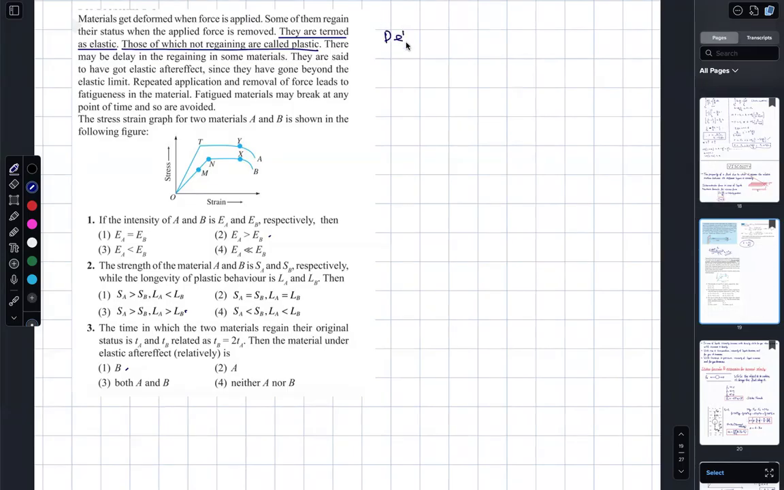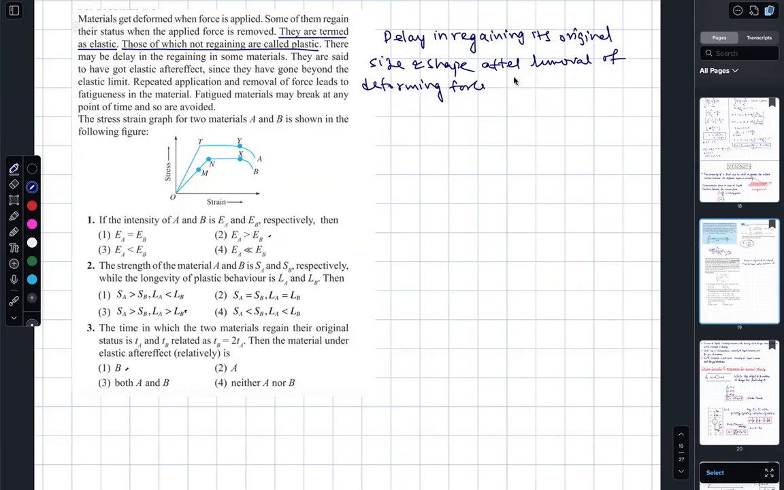The delay in regaining its original size and shape after removal of the deforming force is called elastic fatigue. This is a temporary loss of elastic behavior. Right.